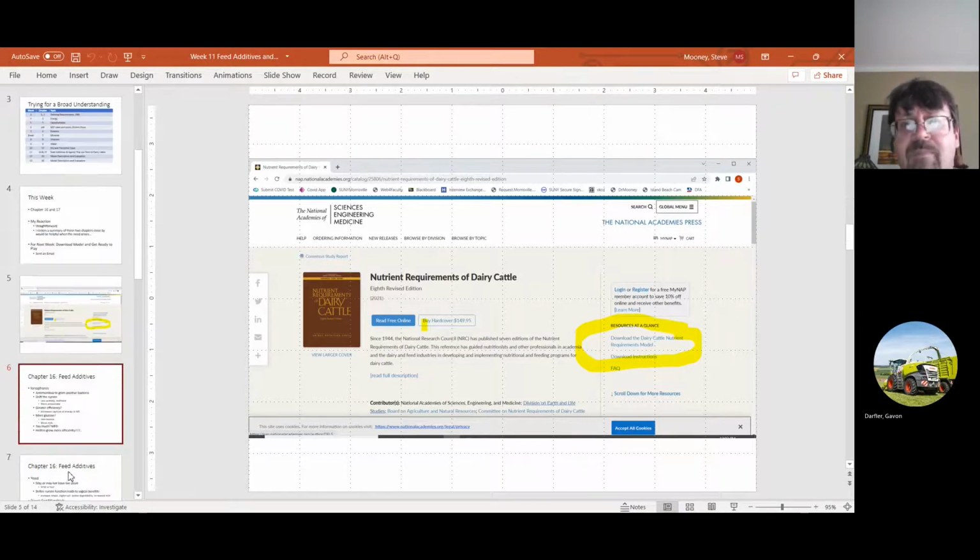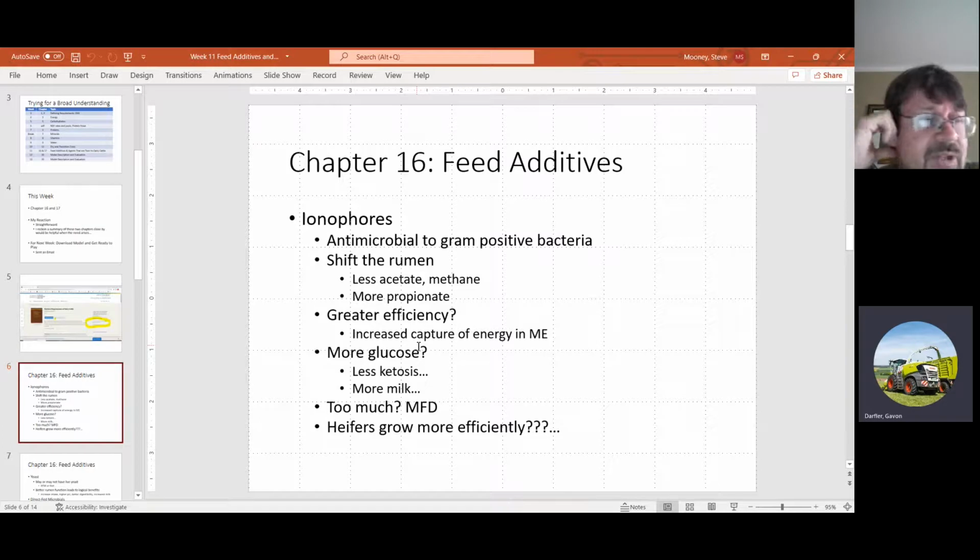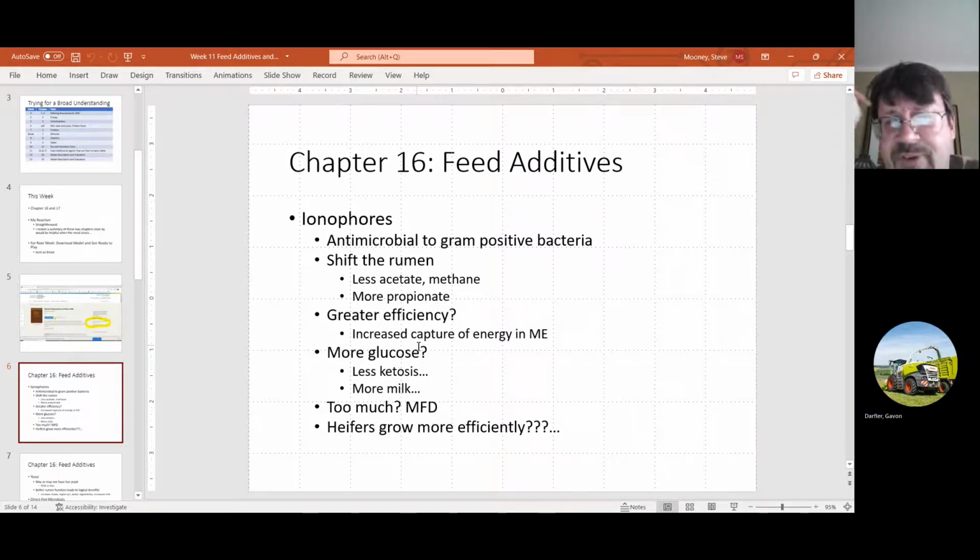So chapter 16, additives. Ionophores are antimicrobial for gram-positive bacteria. Do you know the difference between gram-positive and gram-negative? Not off the top of my head. Okay, we're going to be going through it in 225 probably next week, so you'll get a better feel for it there.